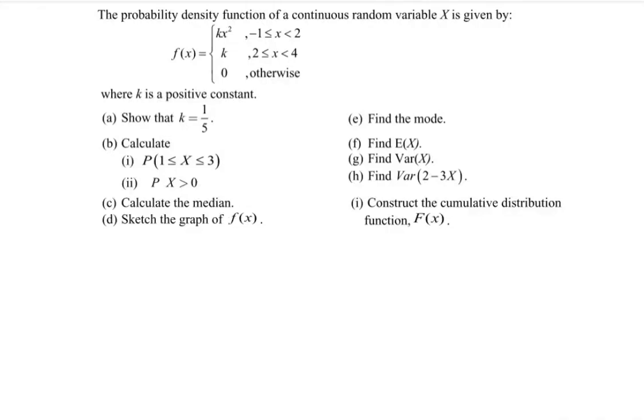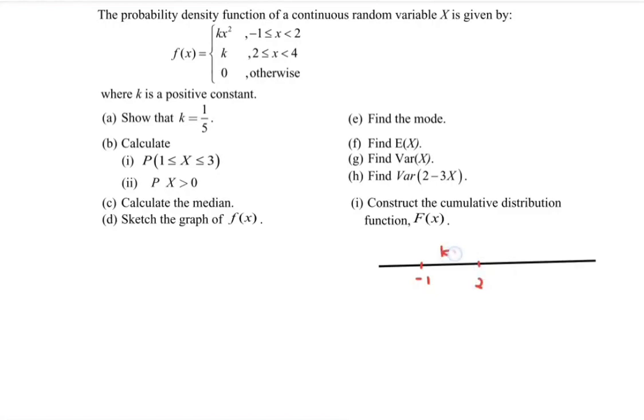Hello everyone, in this video I'm going to discuss the example for continuous random variable. Kindly refer to the question: the probability density function of a continuous random variable x is given by the situation given. Kindly illustrate the situation on a real number line because it's a probability density function. So by referring to the situation here, we have negative 1 until 2.